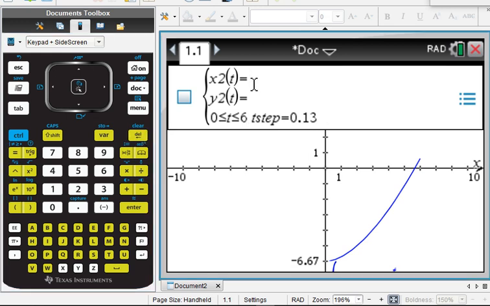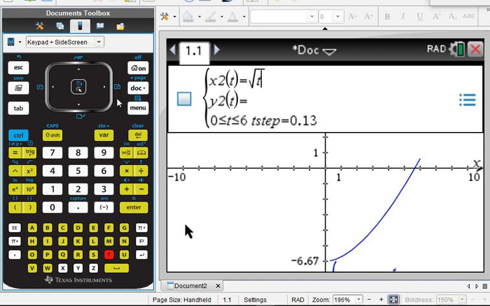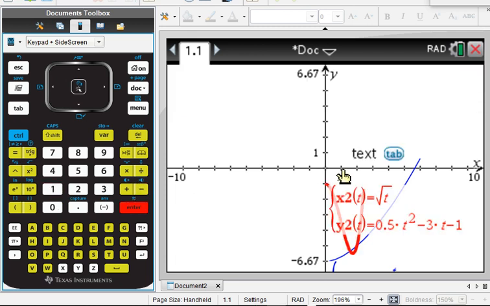Okay, and then for x2, we'll enter in square root of t is the x-coordinate. And the y coordinate for the y position is, you can just put 0.5 t squared minus 3t minus 1. And then we'll graph this one too.